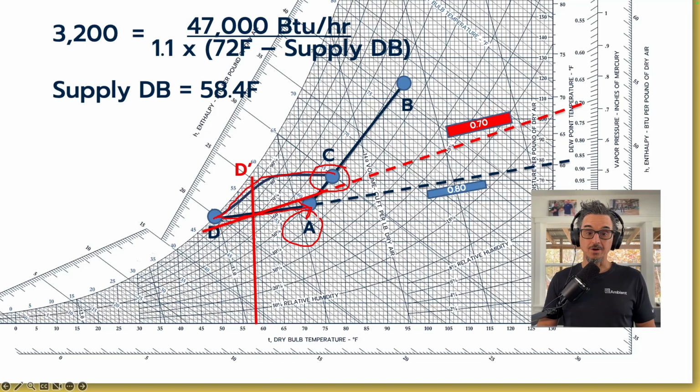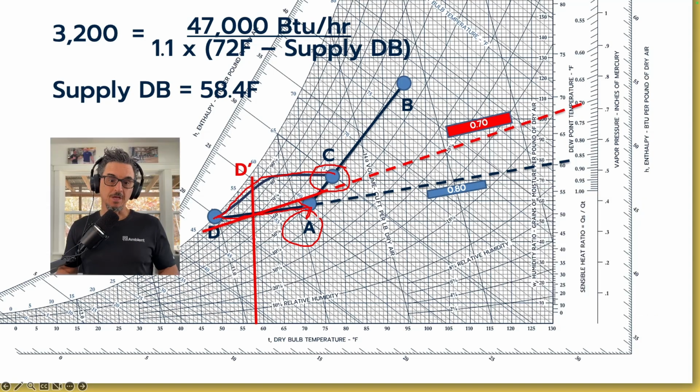Now we're going to draw our new sensible heat ratio through the index point, okay, which is 0.7. So the air at D prime, when it goes into the space, it's going to absorb heat and humidity in the ratio shown in the 0.7 SHR. If we move the SHR up, we can see where we're going to end up on the psychrometric chart in that space. And we'll call that A prime.